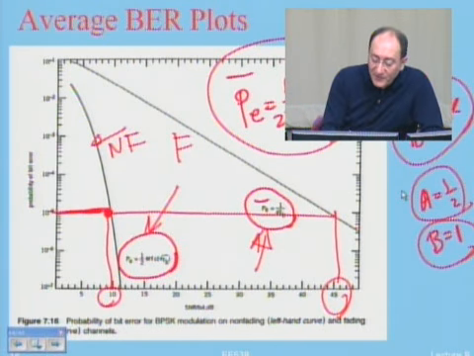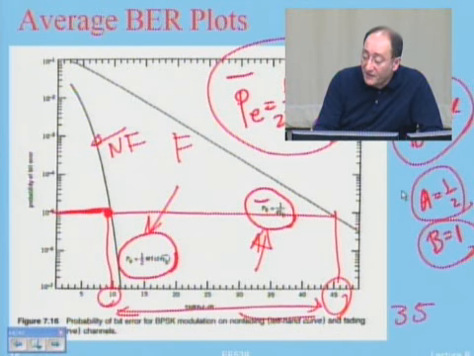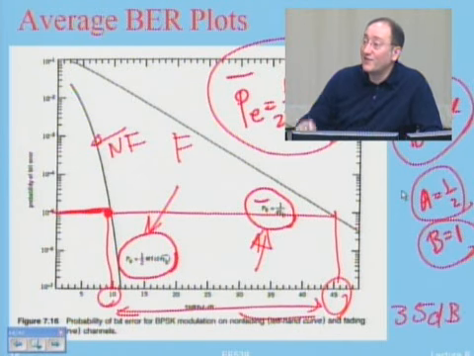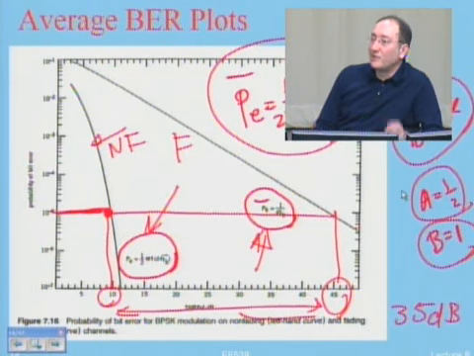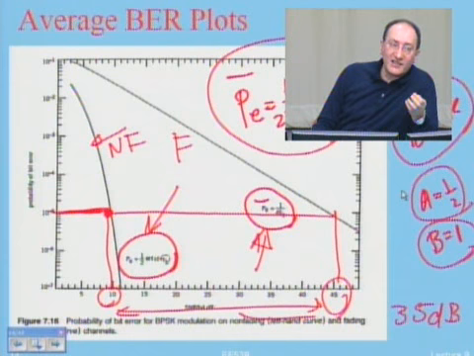What is the difference between the two? The difference is 35 dB. What is the meaning of 35 dB? I mean, just think about it. You're talking about power. 30 dB is 1,000 times.